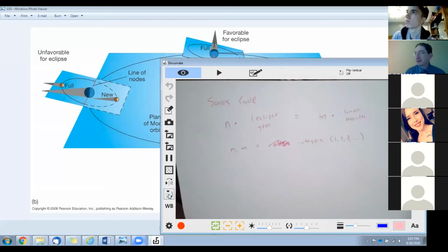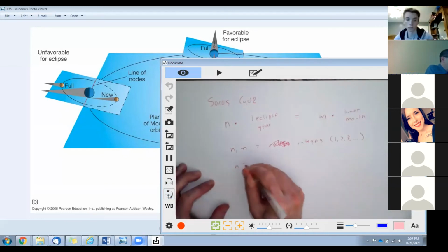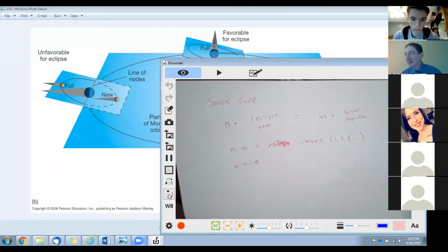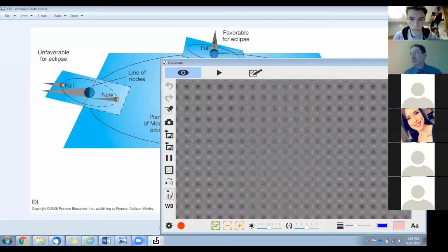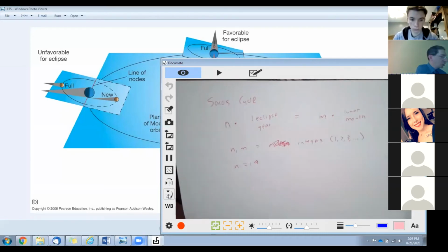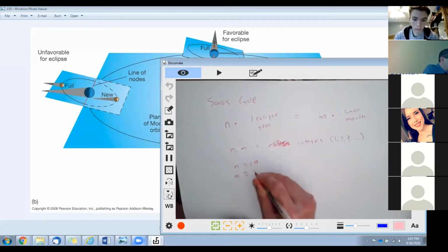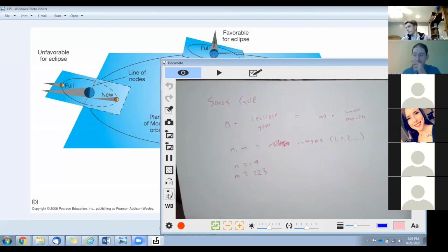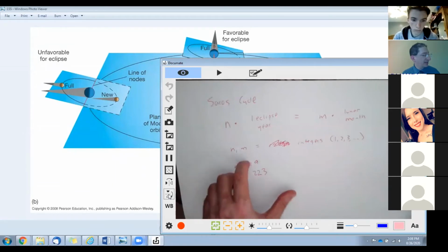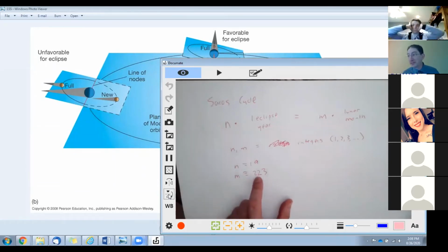And that number happens to be 19. So when n is 19, we've gone through 19 eclipse years. It turns out that after 19 eclipse years, we have very close, not exactly, but very close to an integer number of lunar months. It's about 223, not that it matters. It's not exact, and that means the pattern will change slowly with time. But basically, every 19 eclipse years, we have 223 lunar months, and the pattern of eclipses that happens during those 19 eclipse years repeats over and over again.